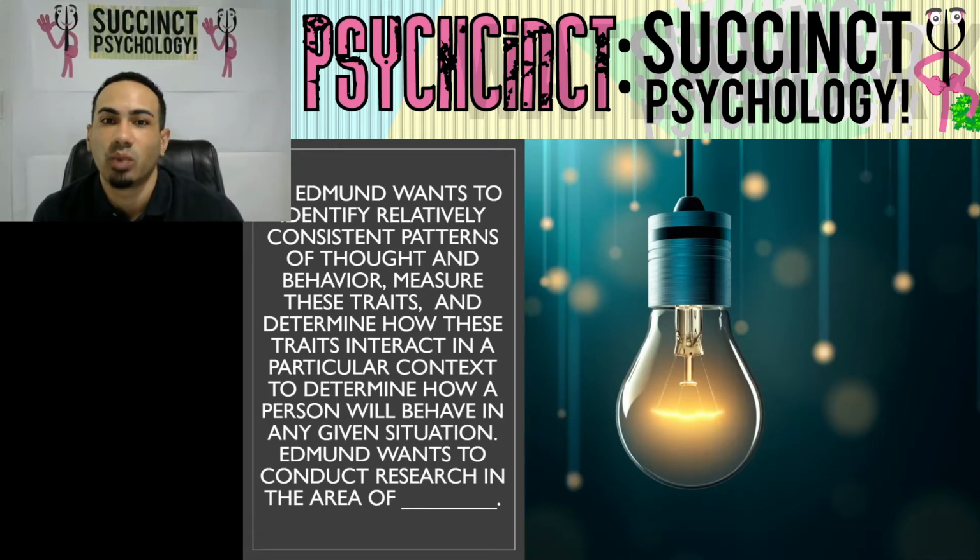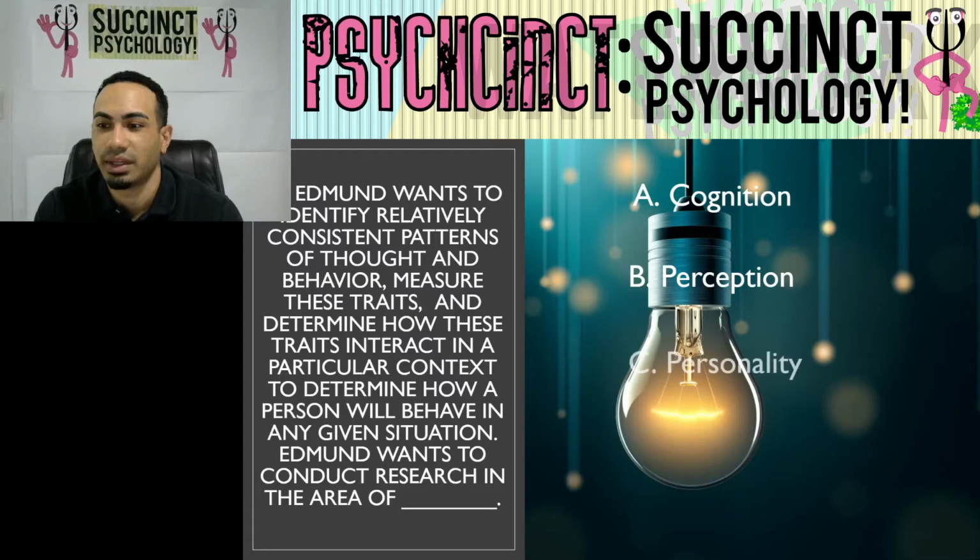All right. Edmund wants to identify relatively consistent patterns of thought and behavior, measure these traits, and determine how these traits interact in a particular context to determine how a person will behave in any given situation. Edmund wants to conduct research in the area of A, cognition, B, perception, C, personality, or D, social psychology.